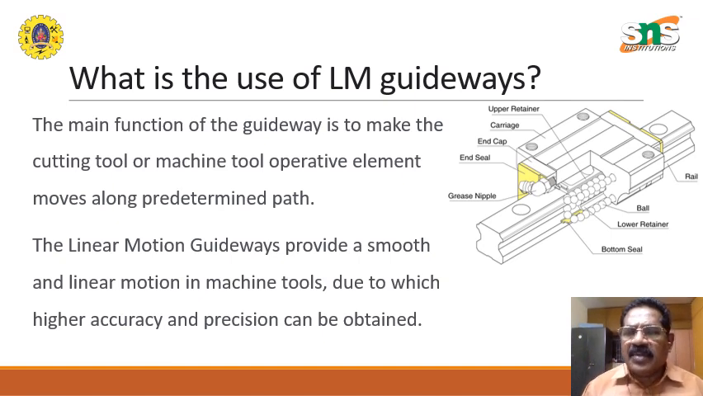It contains an upper retainer of the balls here. Then the carriage is there on which the tool is going to be mounted. You have an end cap here to close the movement of the balls. You have an end seal, you have a grease nipple there, and the balls as they are there. It has a lower retainer, you have a bottom seal. You have an end seal here and a bottom seal, and then the whole thing moves on a rail. So the movement is linear, and it is smooth.